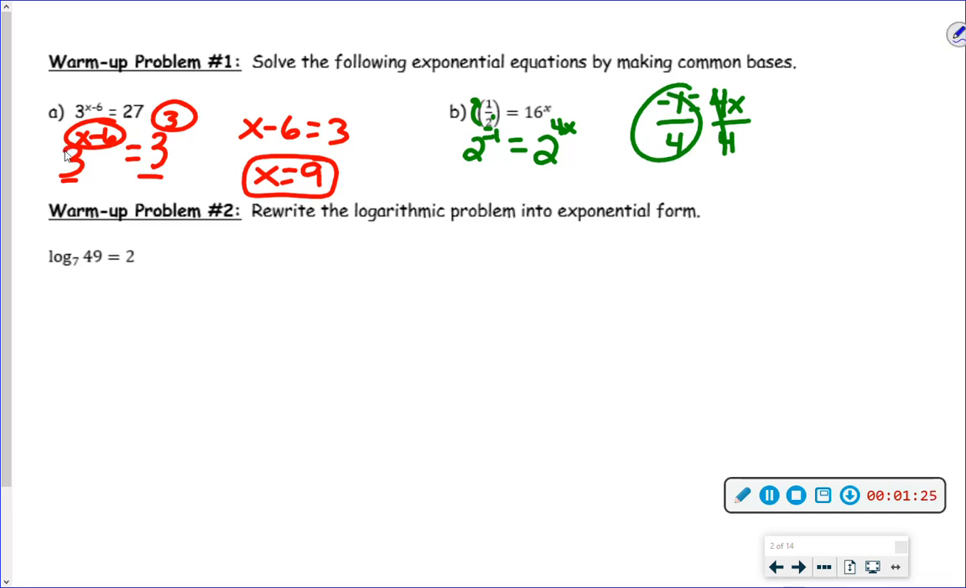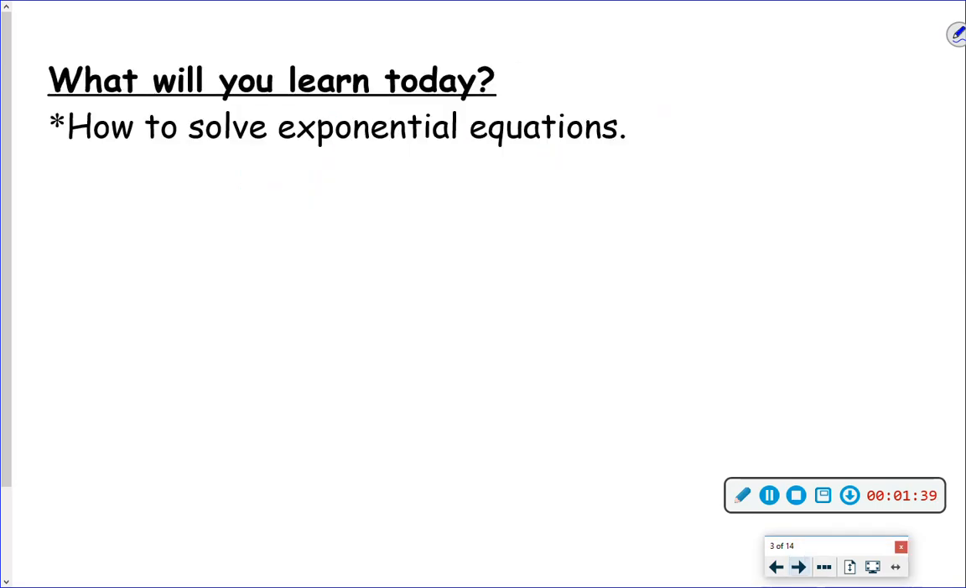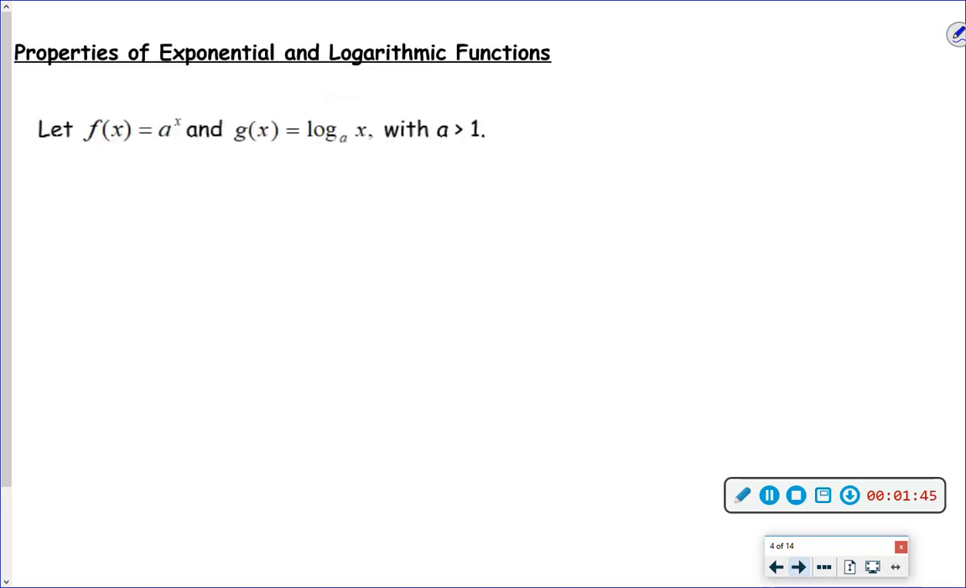Rewrite the logarithmic problem into exponential form. So log, always start at the base, raised to the opposite side equals your argument. And of course, you should always have a true equation when you are done. Yes, 7 squared does equal 49. So what are we working on today? How to solve exponential equations. The B part will be solving the logarithmic equations.